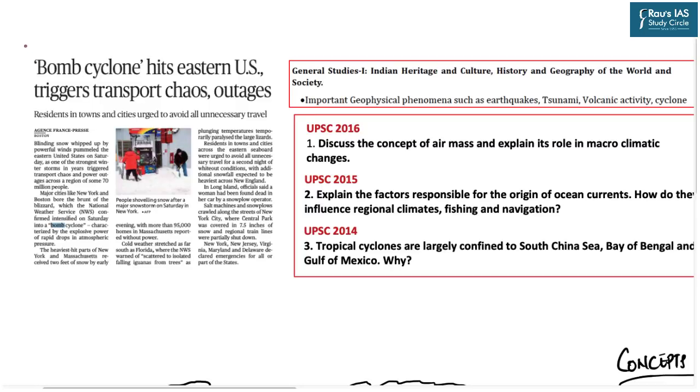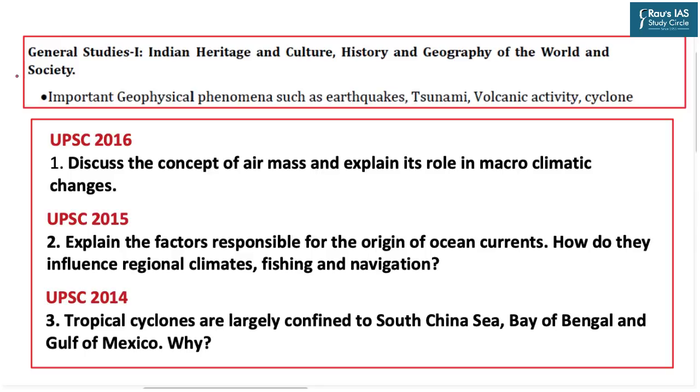Our first topic has appeared in today's newspaper at page number 11, and it talks about the recent bomb cyclone which has hit the eastern coast of USA. The concept and details of the bomb cyclone are mostly relevant from the UPSC syllabus of General Studies paper 1, because in that section we have a micro section on important geophysical phenomena such as earthquakes, tsunamis, volcanic activities and cyclones.